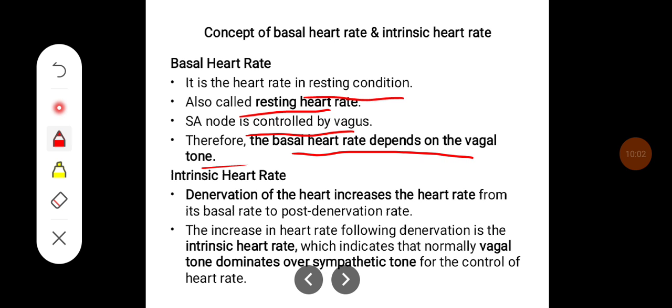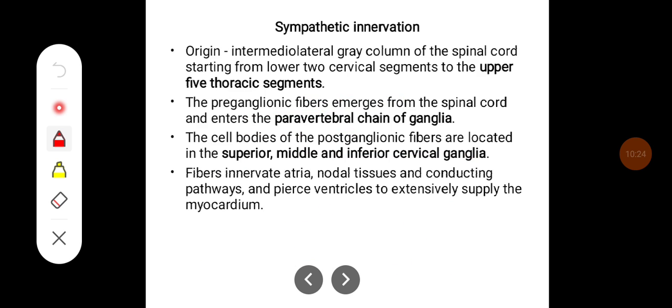Intrinsic heart rate. Denervation of the heart increases the heart rate from its basal rate to the post-denervation rate. The increase in the heart rate following denervation is the intrinsic heart rate, which indicates that normally vagal tone dominates over the sympathetic tone for the control of heart rate, and the intrinsic heart rate is somewhere around 100 beats per minute.